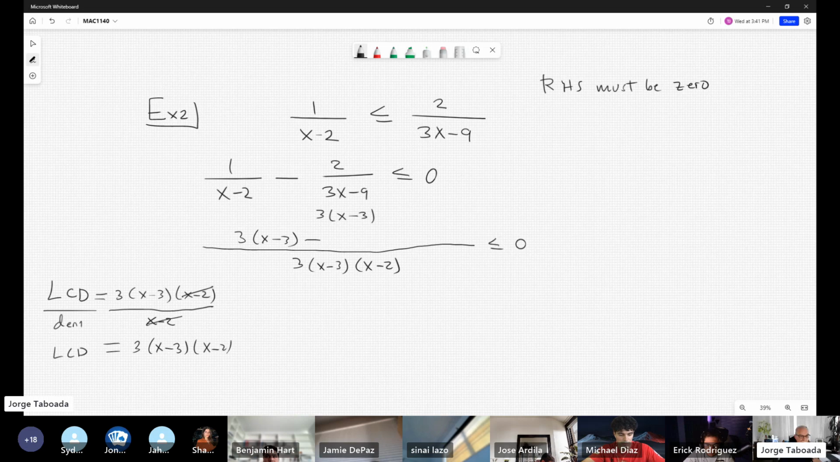Now divide by denominator 2. Denominator 2 is 3, x minus 3, no? So this cancels. This cancels. What stays is x minus 2, times minus 2, so minus 2 times x minus 2. Guys, is everyone following me in this elementary algebra?